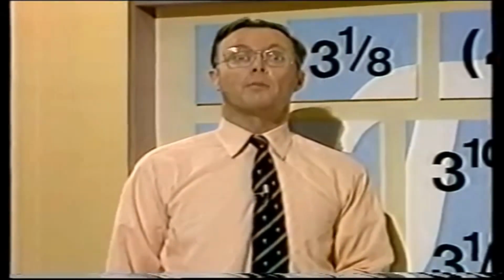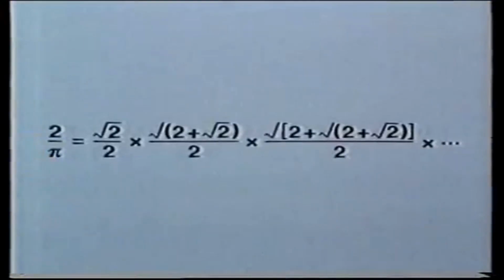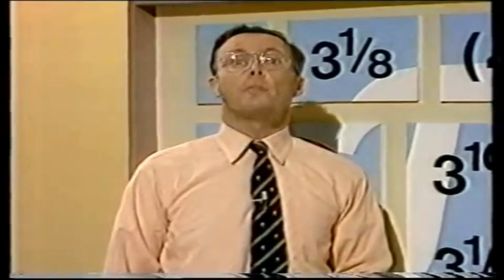And around the same time, a polygon approach led to this first formula for pi. It's an infinite product involving more and more square roots. So that's the geometric approach.